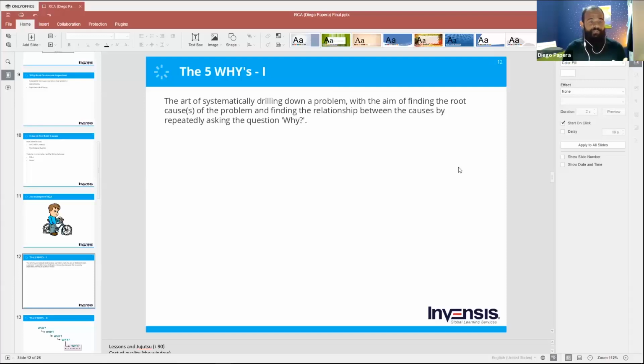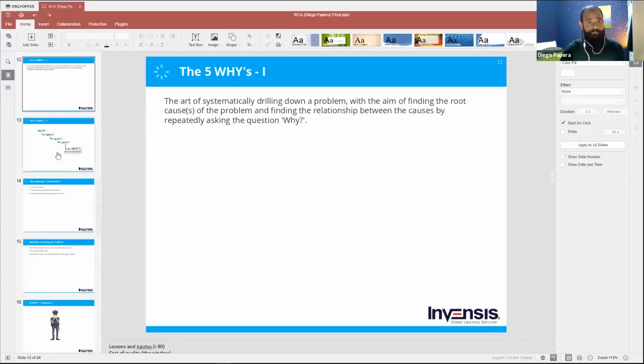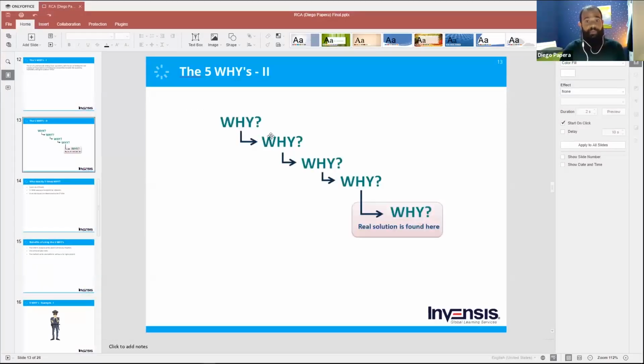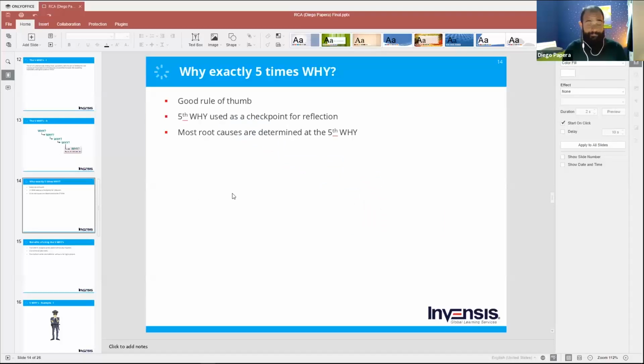And these causes need to be related by asking the question why. Through asking ourselves why, we also find what the relationship is between all these causes. So in a nutshell, the 5 whys is basically a system where we ask ourselves why 5 times until we find the real solution. Of course, we mentioned 5. So why 5? 5 is not empiric. 5 is a good rule of thumb, but 5 is not the definite solution.